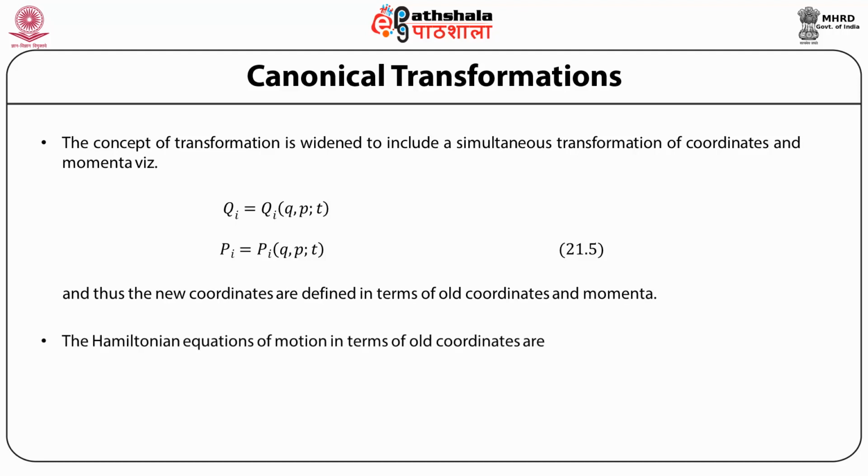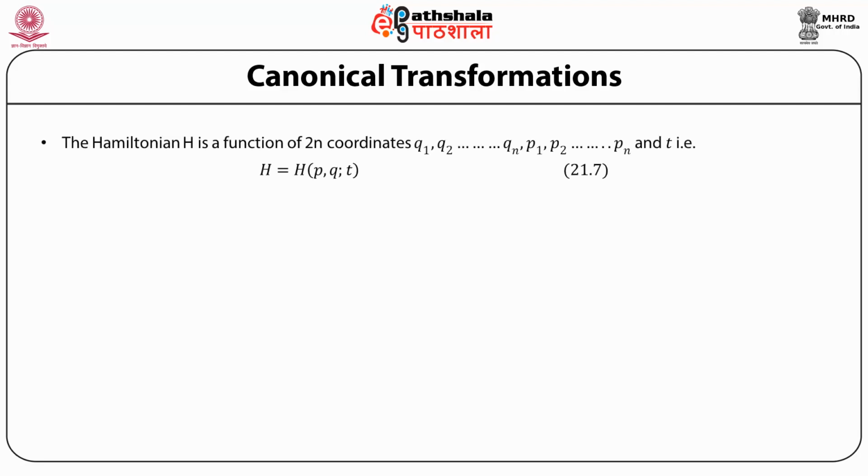The Hamilton equations of motion in terms of the old coordinates are qi dot equal to the partial derivative of the Hamiltonian with respect to pi, and pi dot equal to minus the partial derivative of the Hamiltonian with respect to qi. The Hamiltonian H is a function of 2n coordinates and time.